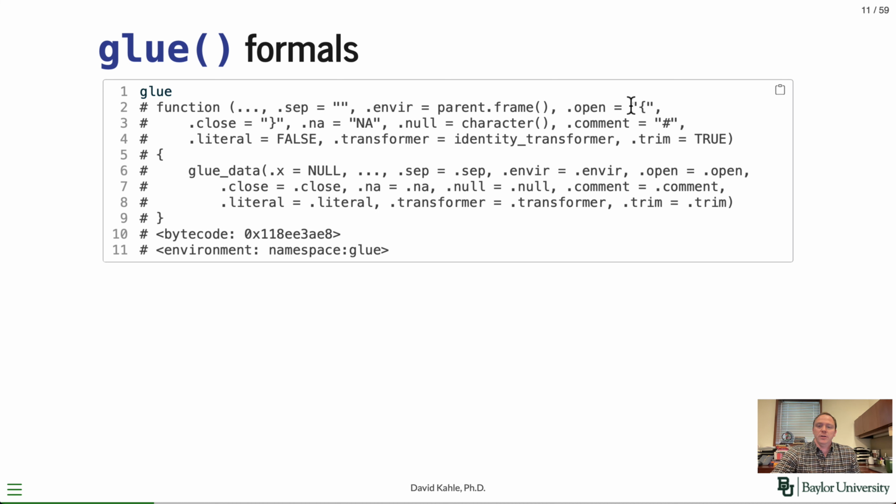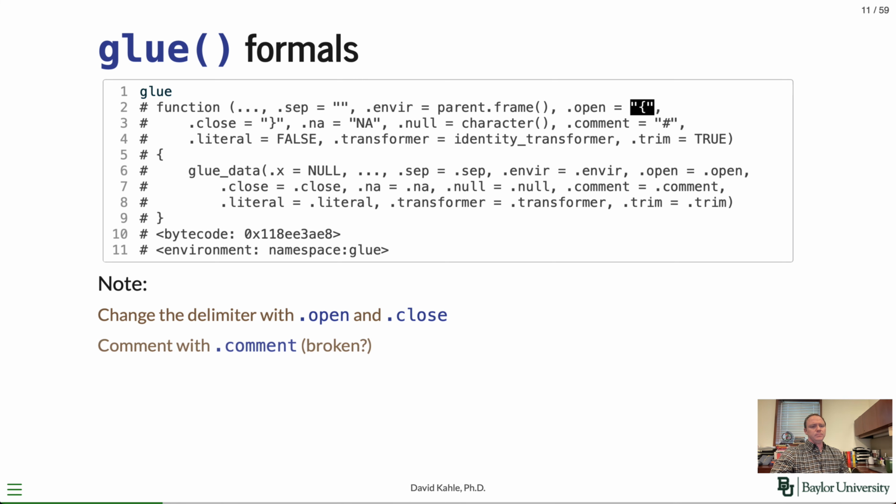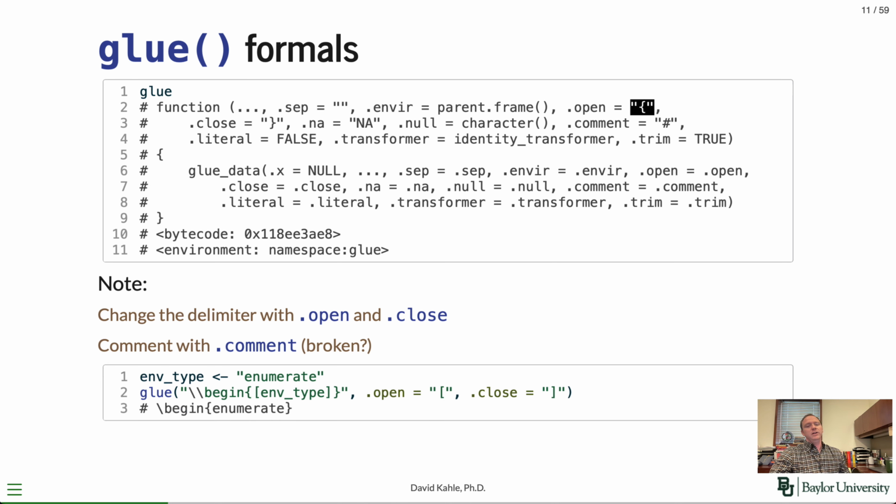I said before that there are special demarcators that signal to glue, hey, here our expression is beginning and here it's ending. Depending on the context, you may actually not want those to be curly braces. You may want it to be hard braces or something else. In those cases, you can just change the dot open and dot close formal arguments. You can comment things with comment, although I have not gotten this to work and I suspect it's actually broken.